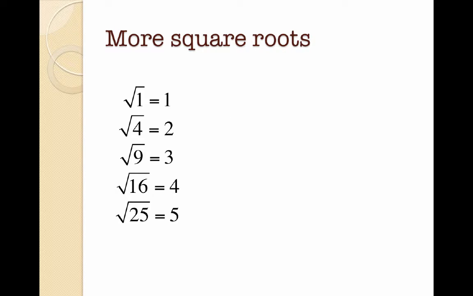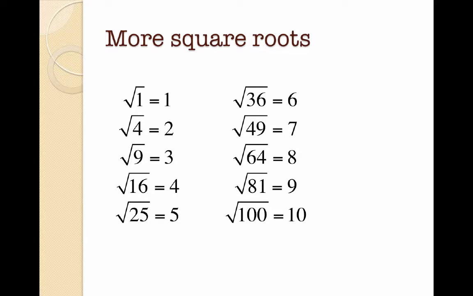Here are the first 5 square root numbers. And here are the next 5 square root numbers. If you remember the square numbers 1, 4, 9, 16, 25, 36, 49, 64, 81, and 100, that will help you come up with some square root answers without having to use a calculator.